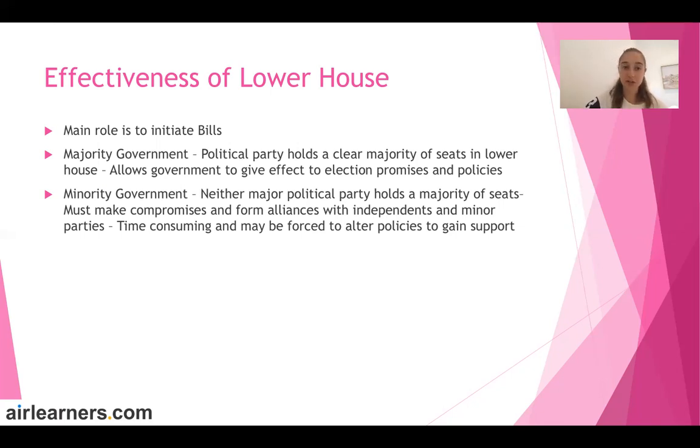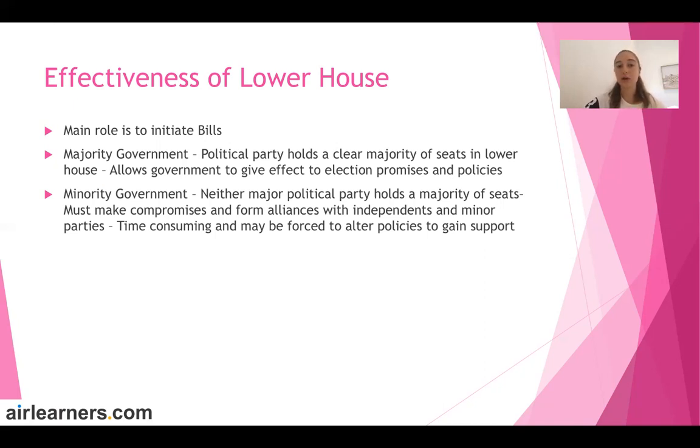However, one factor that restricts the ability of the lower house to initiate bills is a minority government. This is when neither of the major political parties, being the Liberal and Labor Party, hold a majority of seats in the lower house. So instead, those major political parties have to make compromises and form alliances with independents and minor political parties in order to gain a majority vote on the bills that they introduce.